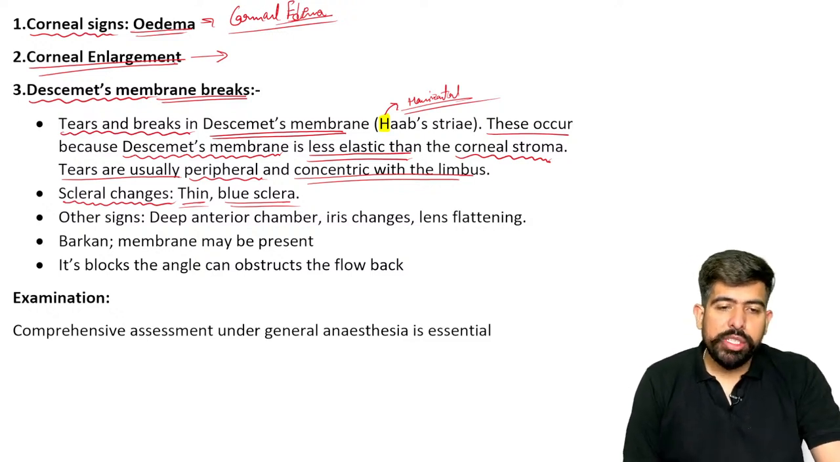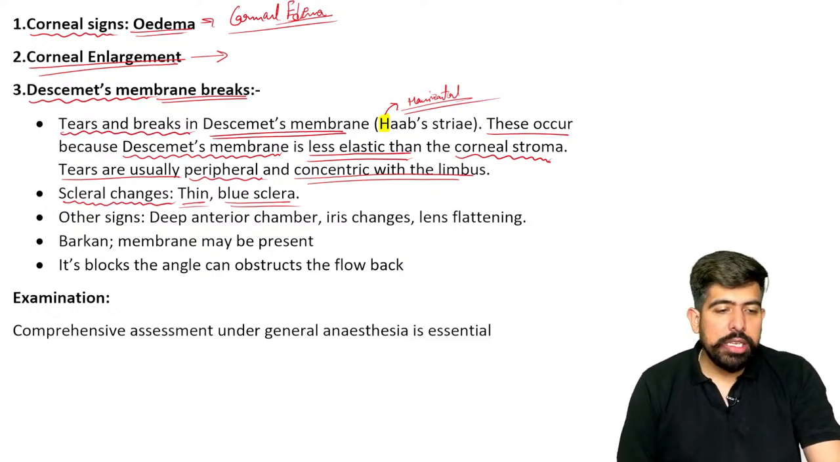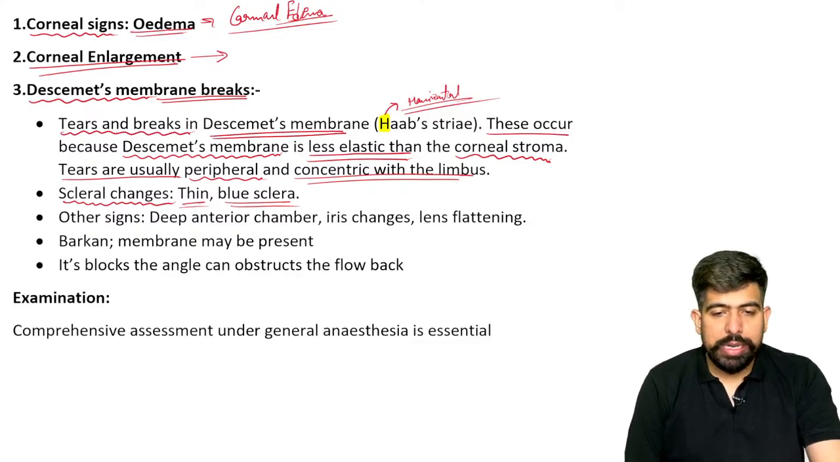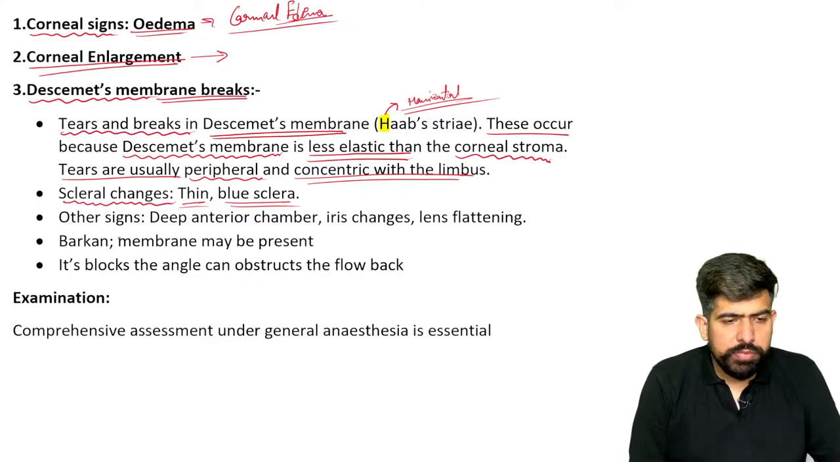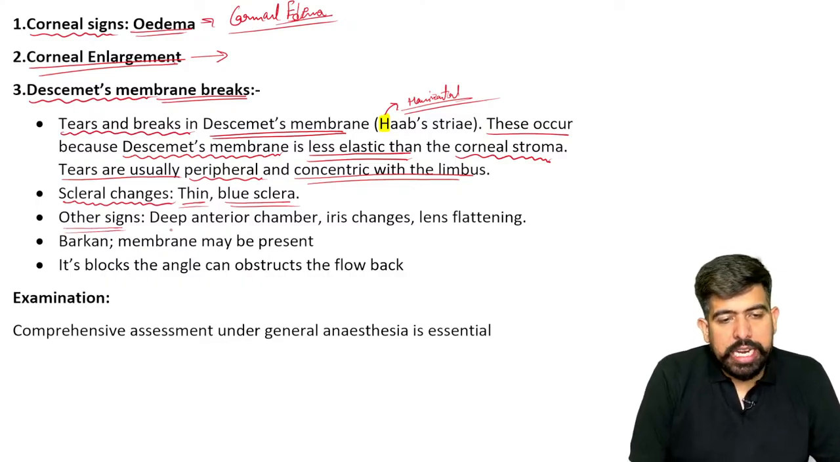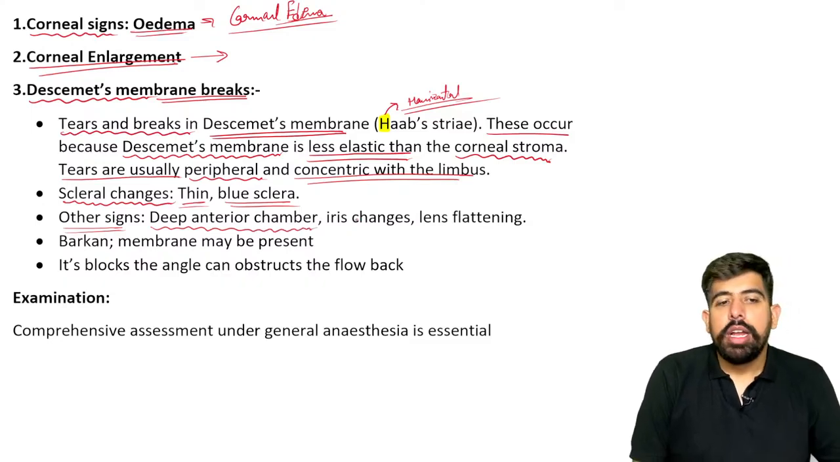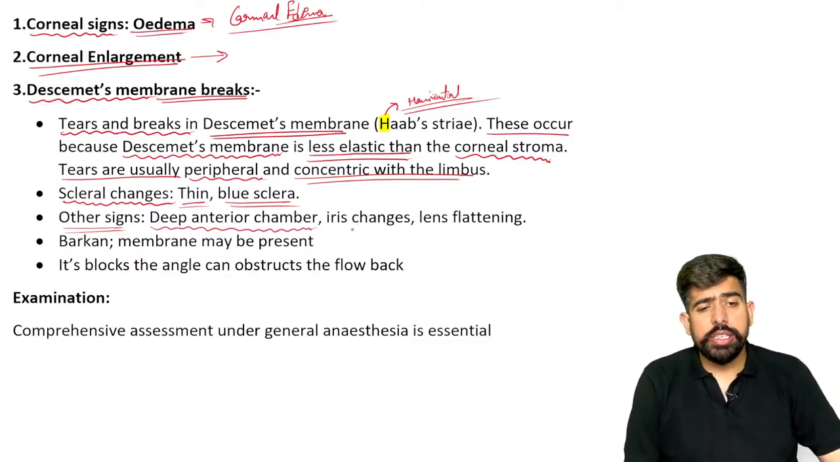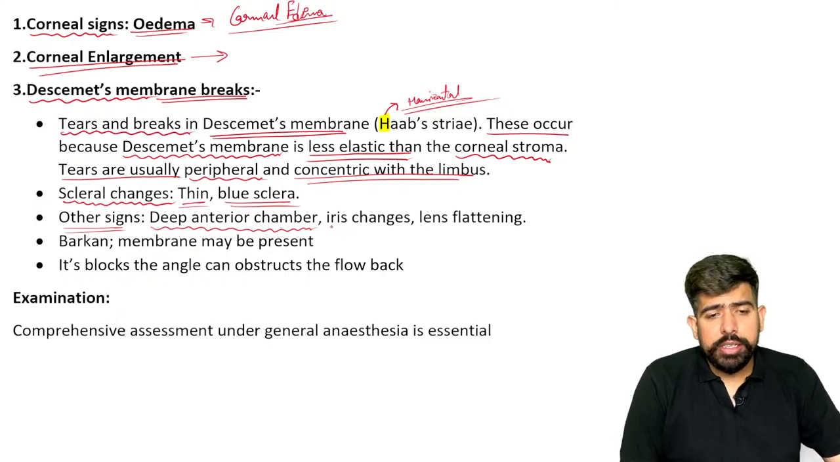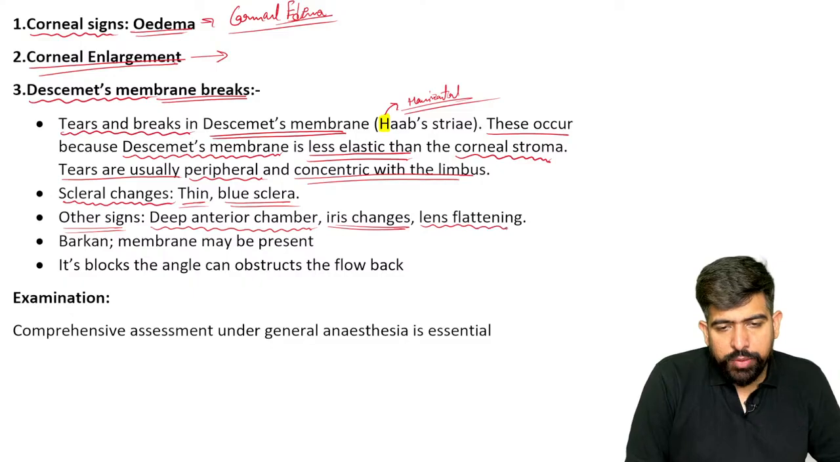There is also the presence of the blue sclera in congenital glaucoma, which can be seen in congenital glaucoma also. Now, the other signs: there is a deep anterior chamber that will be seen over there due to the enlargement of the cornea, and iris changes will be seen, and the lens flattening. Why the lens flattening?